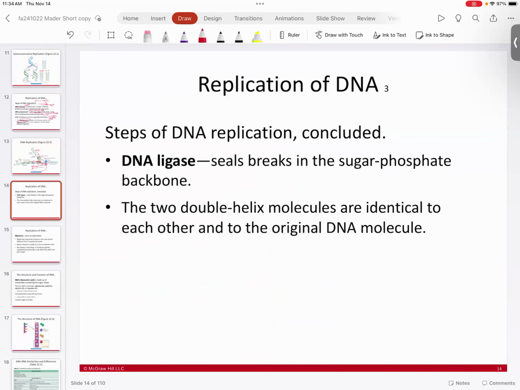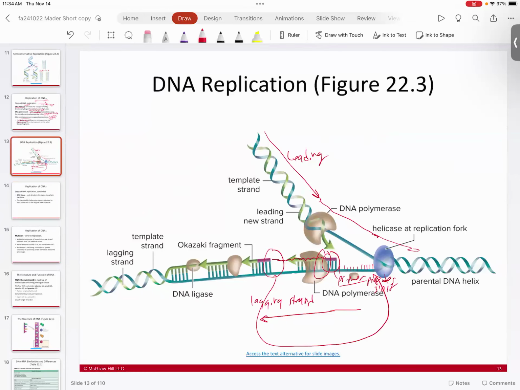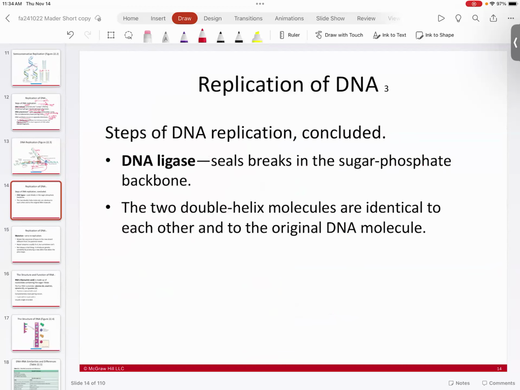Now, ultimately, once all of this is completed, you can see there are other enzymes that come in here and replace the primer with DNA. And then a DNA ligase will come in here and seal that nick. So this seals the nicks in the backbone and essentially creates the full, complete DNA molecule.